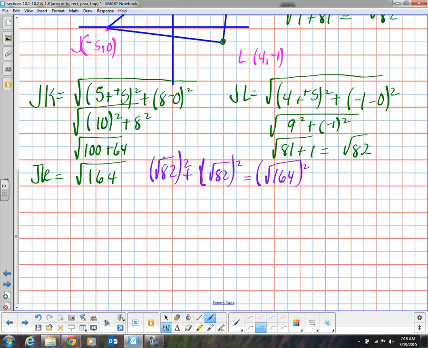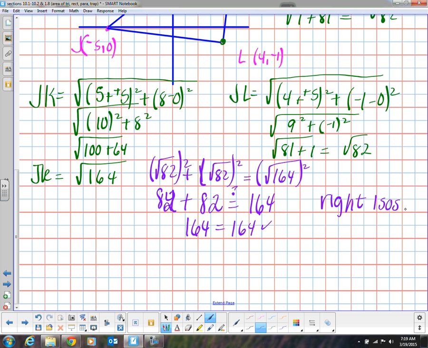What happens when you square a square root? 84. What's the square root of squared? 82. And this is 80. Does this, is the question, does it equal 164? 164 equals 164. It is a right isosceles triangle.